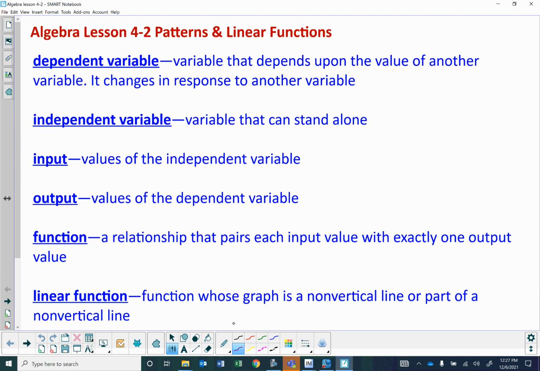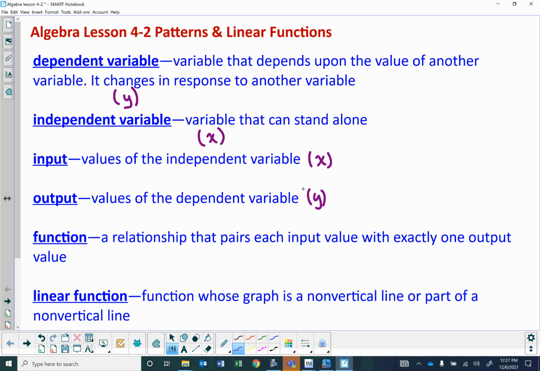The dependent variable is often considered to be your y variable, and your independent variable is often considered to be your x variable. The input is the value of your independent variable, otherwise known as x. The output is the value of your dependent variable, otherwise known as y.